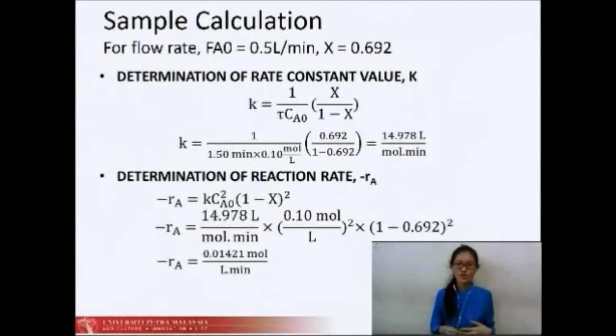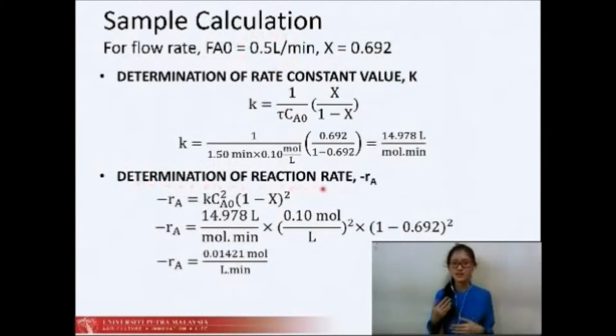Next, from the conversion calculated just now, we can determine our rate constant value by using the formula x divided by tau CA0 (1 minus x). Our result is 14.978 liter per mole minute when the flow rate is 0.5 liter per minute.